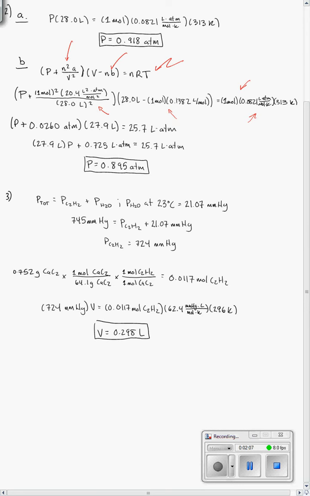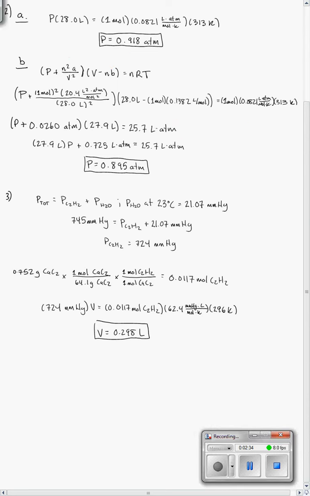From here you can FOIL using your 27.9 liters. You'll get to this step here. You move your 0.725 to the right by subtracting it, divide each side by 27.9, and you'll get a pressure of 0.895 atmospheres. It's slightly different than the one you calculated using the ideal gas law, but it's not radically different, and we should expect that, because in most circumstances, the assumptions behind the ideal gas law are actually pretty valid.